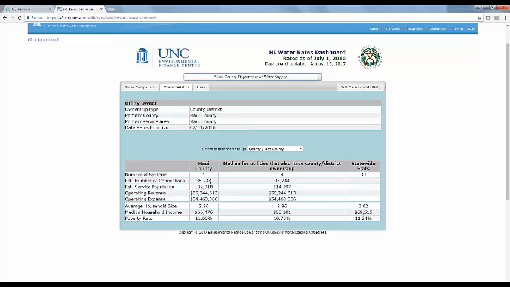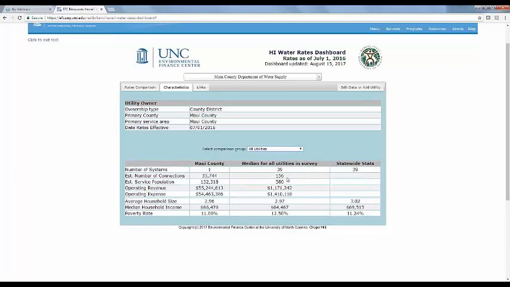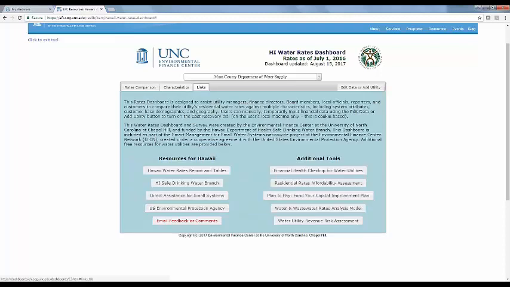Here we have almost 36,000 people, but for all utilities, the median is still only 156. Most systems in the survey are quite small. So, we have the statistics that we've laid out here and also the statewide averages for comparison. And on this last tab for links, we have some information about the survey, drinking water branch links, and other resources for Hawaii, as well as some of our additional tools.